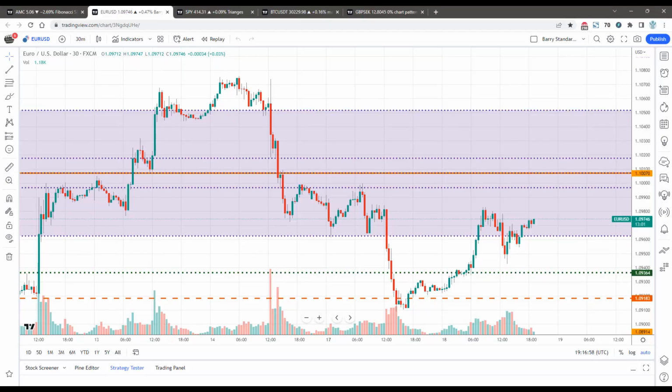Okay. So this is the current live chart for the Euro USD, the 30-minute chart we're looking at. And this is my teaching chart. I haven't picked this asset because I'm making any recommendation. I always teach from this chart. Okay.